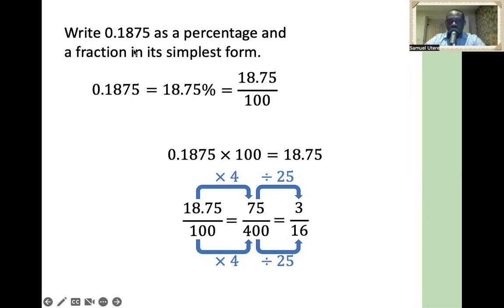So we have written this number in 3 forms, which is the purpose of our lesson. We have written it as a decimal, as a fraction, and as a percentage, and we've also expressed it in its simplest form.